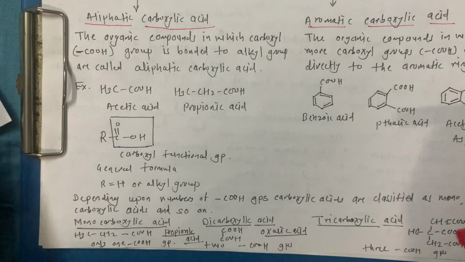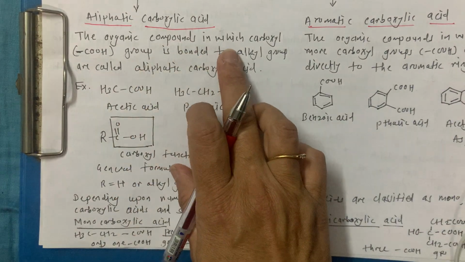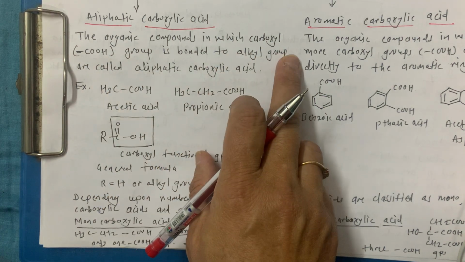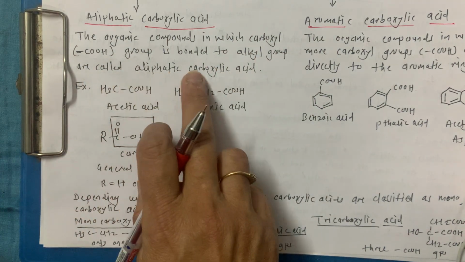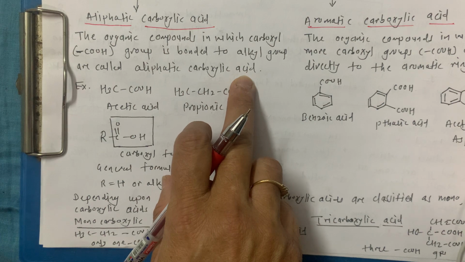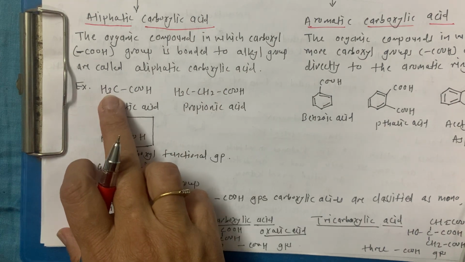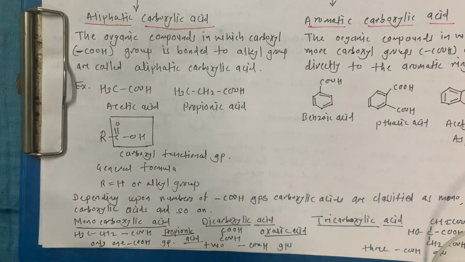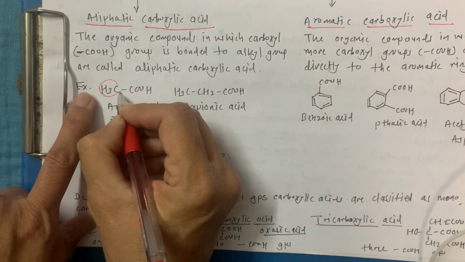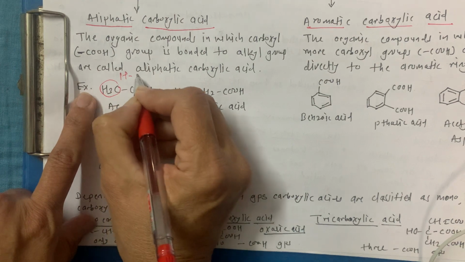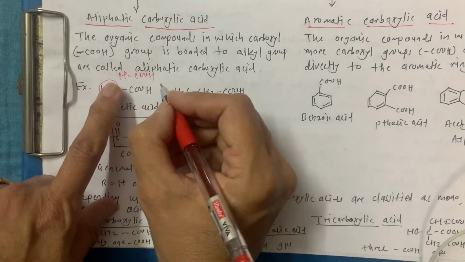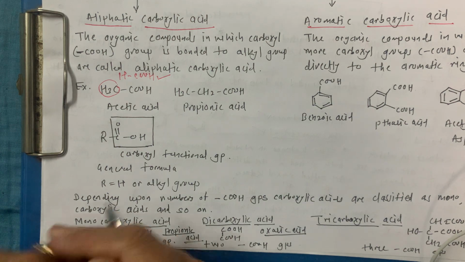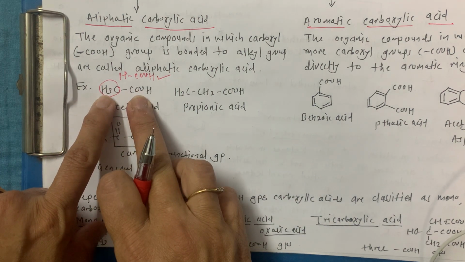Now see, the organic compounds in which the carbonyl COOH group is bonded to an alkyl group are called aliphatic carboxylic acids. For example, very simple example, if instead of an alkyl group there is an H, then this is HCOOH, this is formic acid. Next one is acetic acid.